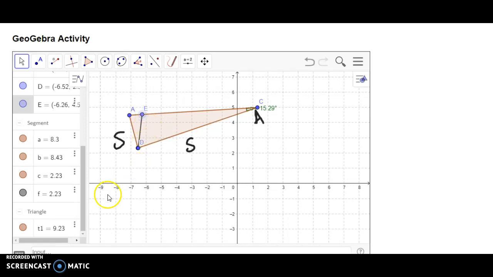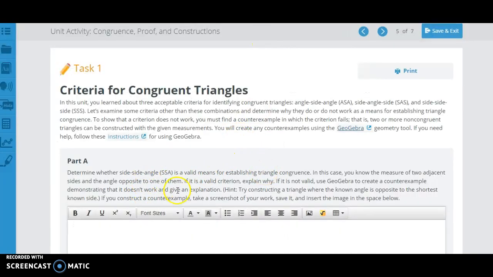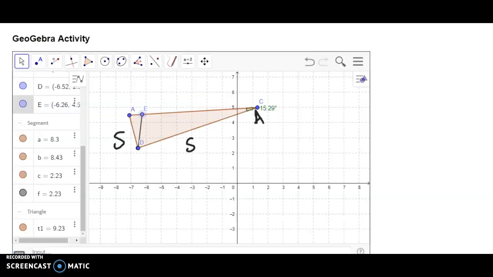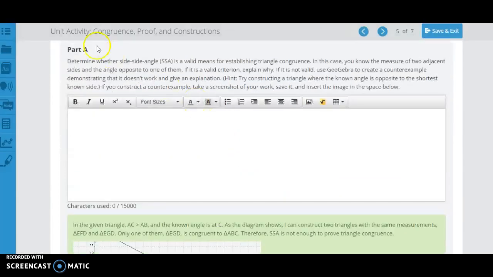We have now created a different triangle, right? CDE, we've created a different triangle that has the angle and this side and this same side length, but it's a new triangle. All right, so this right here would be our counterexample to show that side-side-angle does not mean that you can only create one triangle with those pieces of information. We just created two. All right.